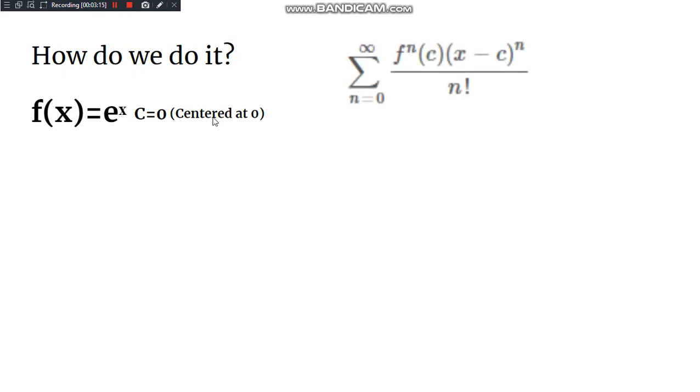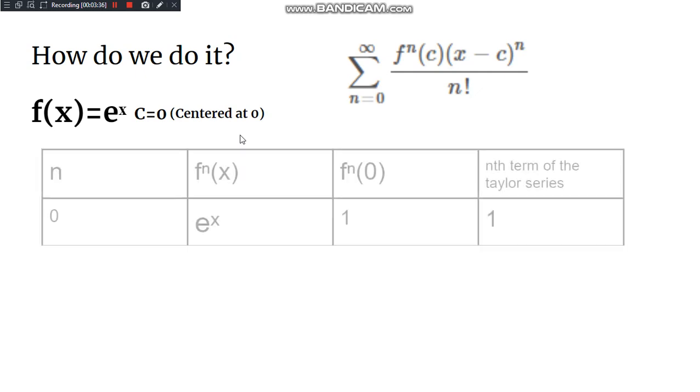All Taylor polynomials, or Taylor series, follow this general formula, which is the nth derivative of the function, where you plug in c into it, times x minus c raised to the nth power, all over n factorial. And the way I like to do this is with a table, and I just like to organize things into nice little columns, just so it's a little bit easier for me to read.